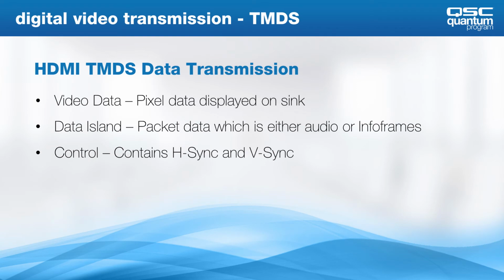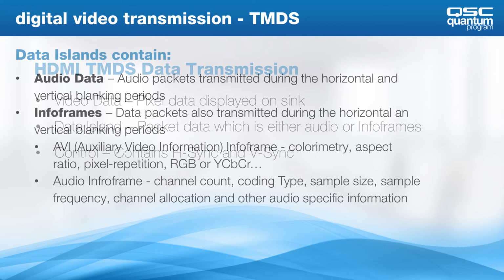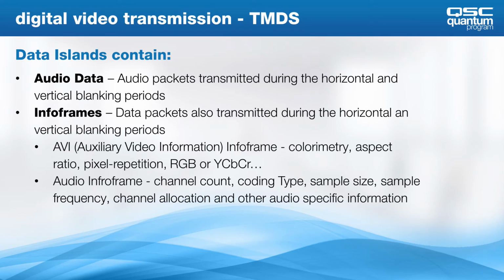Recall that we're still following what we did with analog video. There's still an active region and a blanking region. The active video data region is the pixel data that is to be displayed on the sink. The blanking region is used for control of the synchronization of the data between the horizontal and the vertical sync pulse. Additionally, in the blanking region, there are data islands, which contain either audio or info frames. By making use of essentially empty data, we're able to pack in audio and details about the video data being sent. Both audio data and info frames are sent during the horizontal and vertical blanking periods.